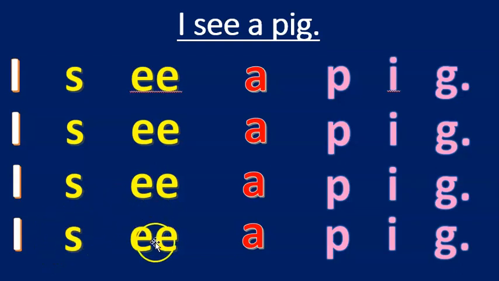S, E, C, C. So you're going to figure out, okay, that word is see. I see. Okay, now your turn. You're going to say these yellow words by yourself. Follow the cursor. Make the letter sounds. Ready? Go.